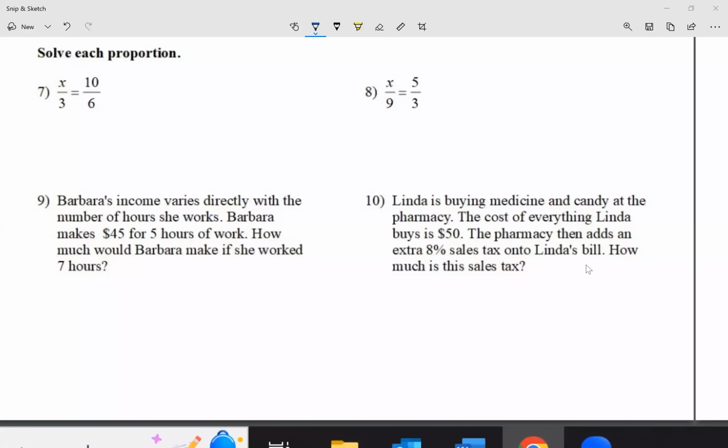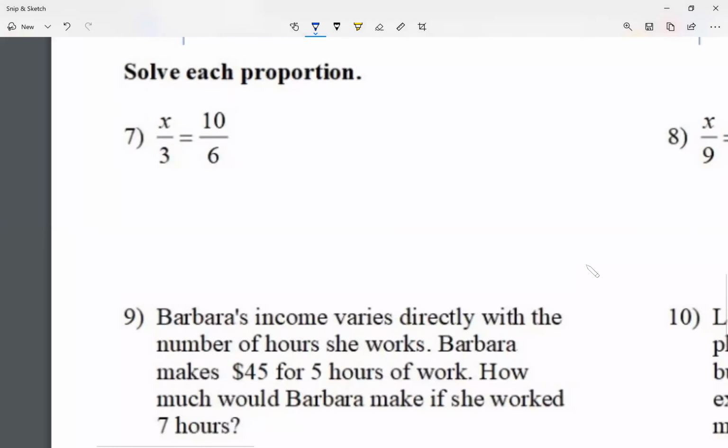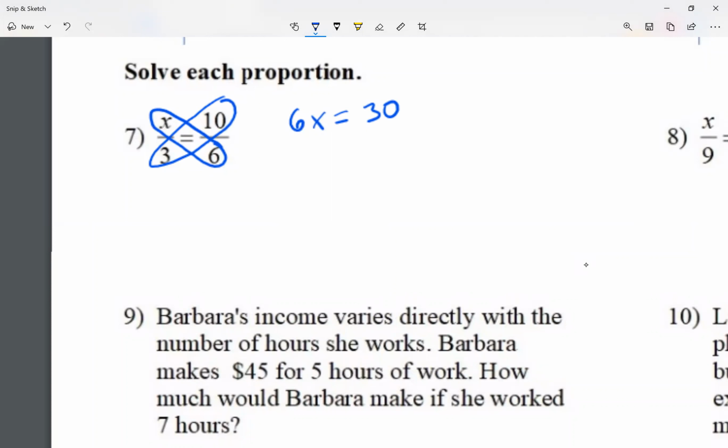Okay, so yesterday we started looking at proportions. Let's do a quick review of what we saw yesterday. We have two fractions that are equal to each other. That's what proportions mean. I'm just going to cross multiply. So here, 6 times x is going to be 6x. It's going to equal 10 times 3, which is 30. So I have that 6 times x is equal to 30.